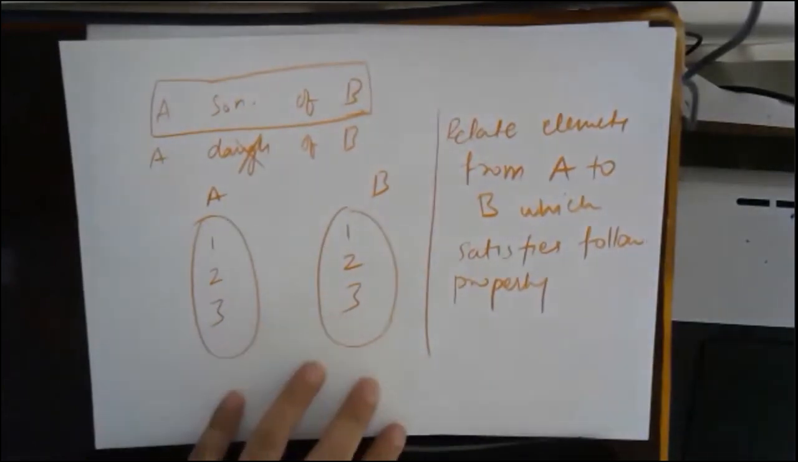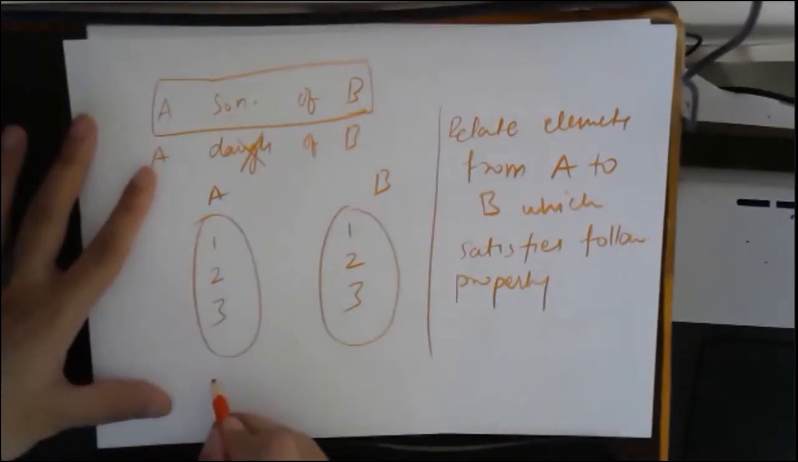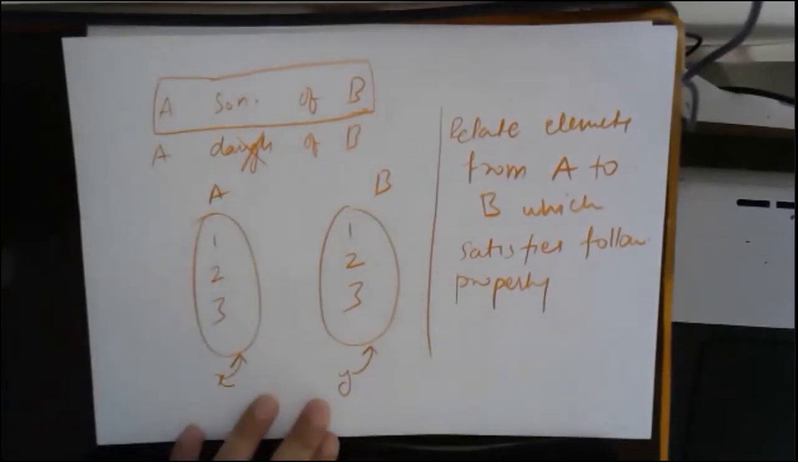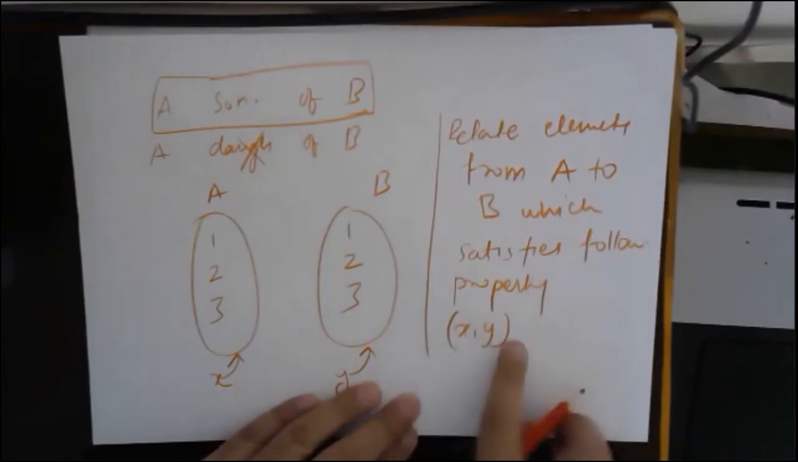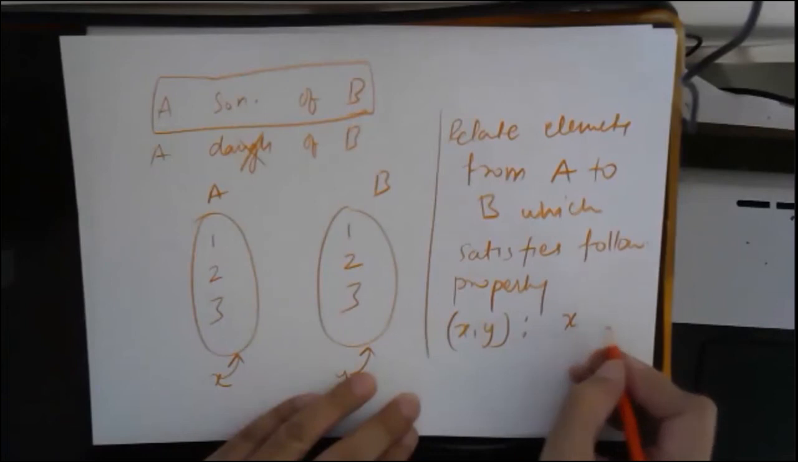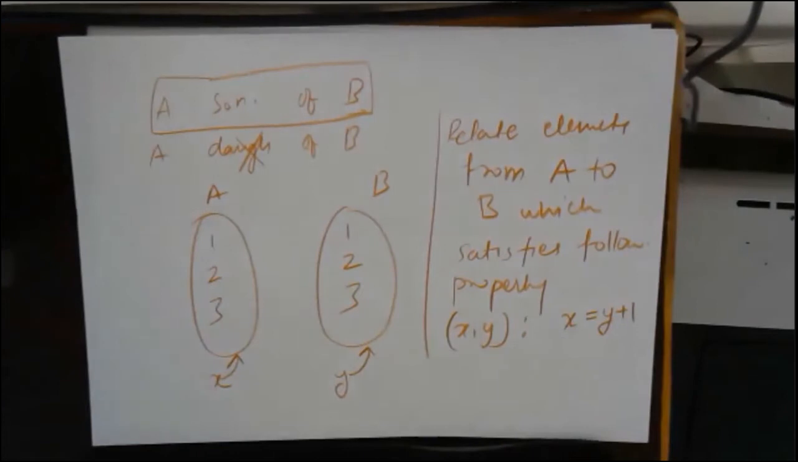Which satisfies the following property. Every element of A I'm representing as X, and every element of B I'm representing as Y, which satisfies a particular property such that you have to write the element in this way, X comma Y, such that X is equal to Y plus 1.